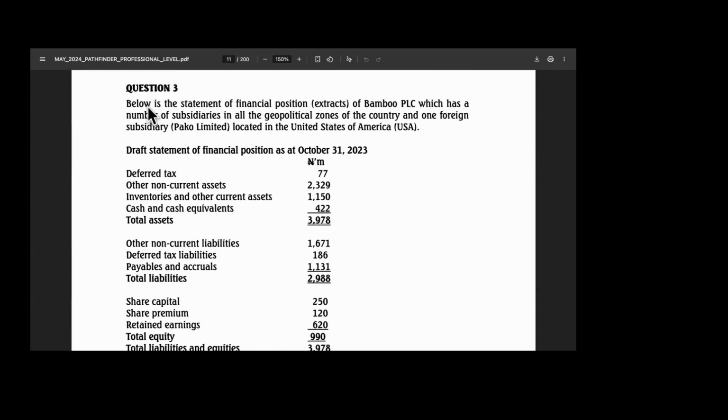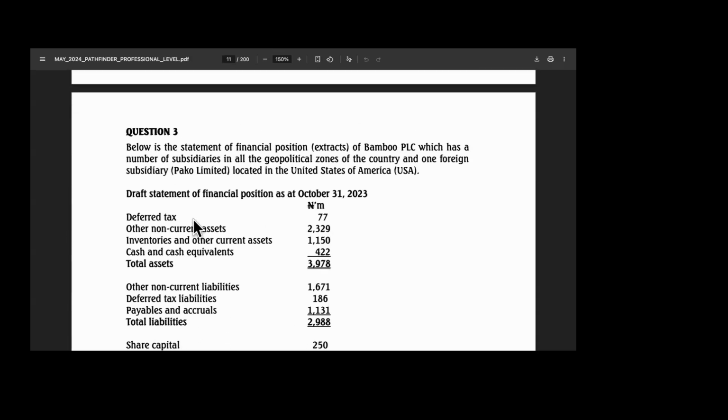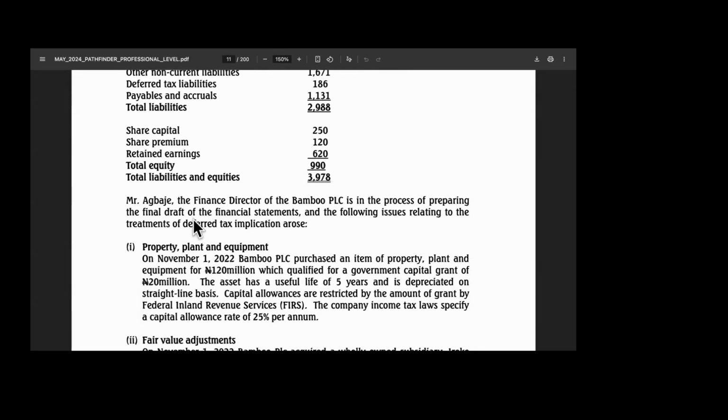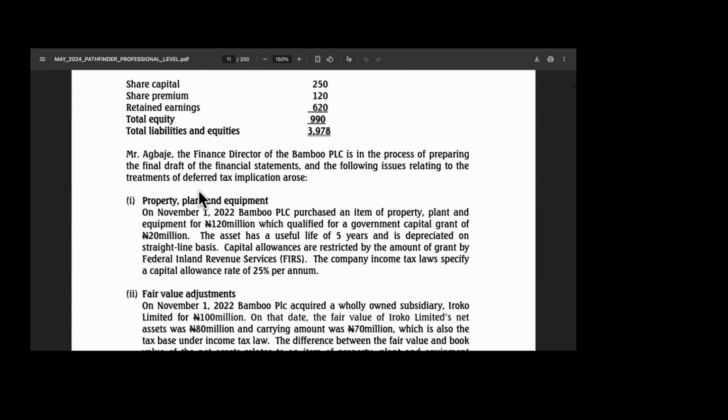So this question says, below is the statement of financial position of Bamboo PLC, which has a number of subsidiaries in all geopolitical zones of the country, and also one foreign subsidiary located in the US. So I was given the statement of financial position of this company. We're now told that Mr. Agbaje, the finance director of Bamboo, is in the process of preparing the final draft of the financial statements, and the following issues relating to the treatment of deferred tax implication arose.